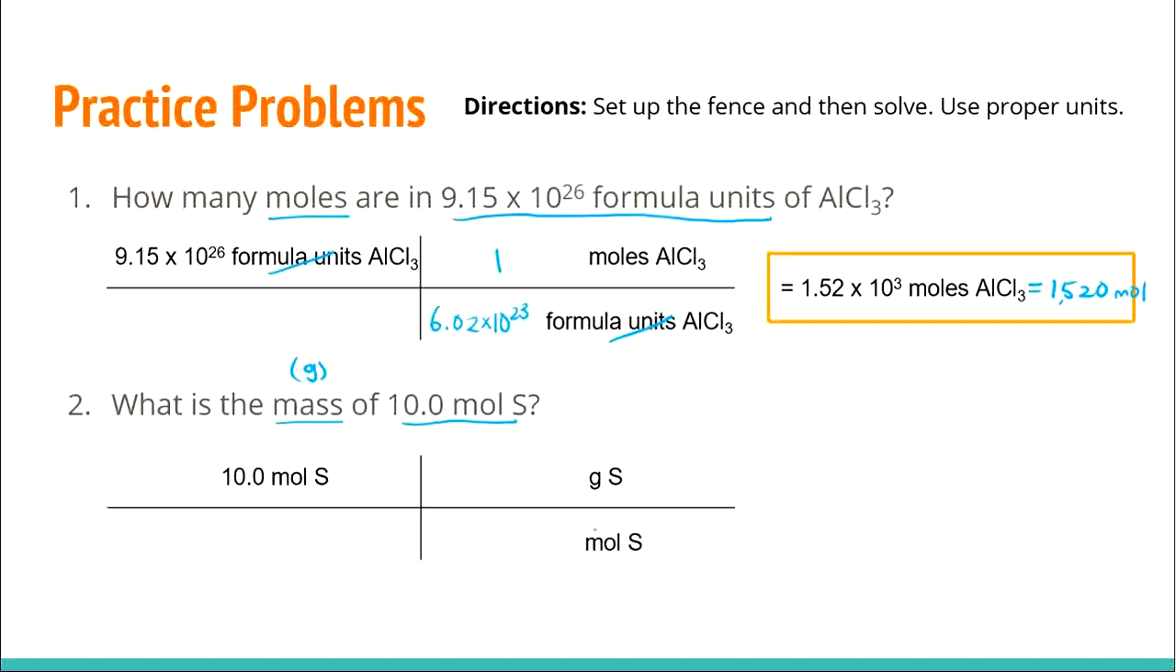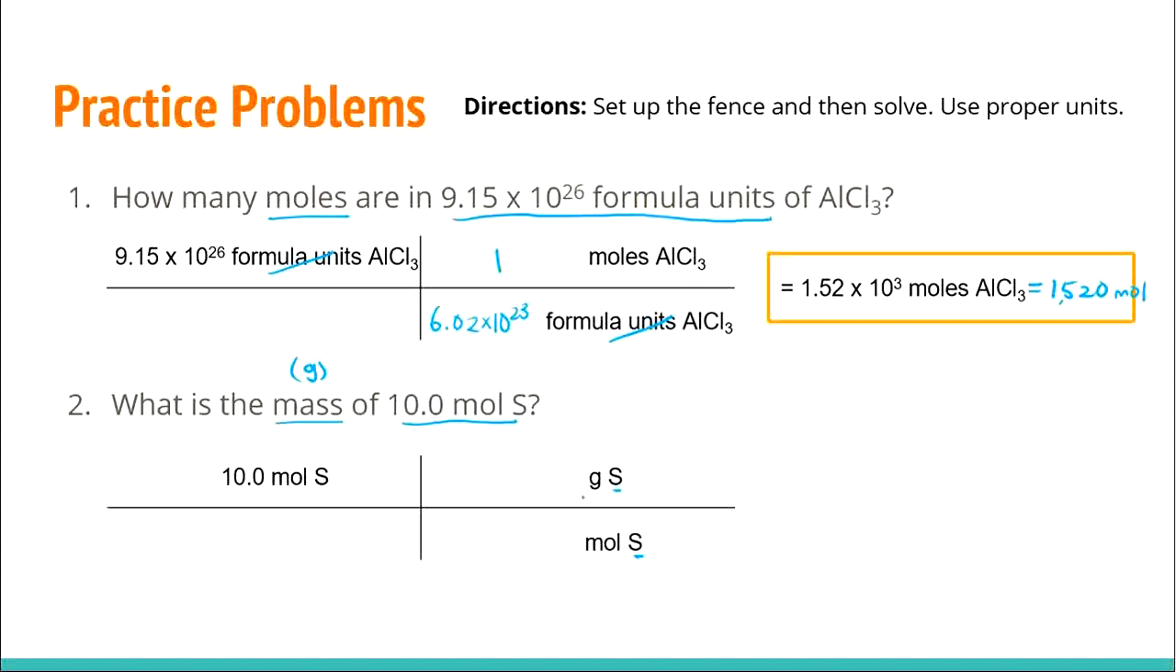Well, what are those units? Didn't we just go over that? Those units represent molar mass. So I need to find the molar mass of sulfur from the periodic table. So the molar mass of sulfur is 32.06 grams per mole. 32.06 grams equals 1 mole.